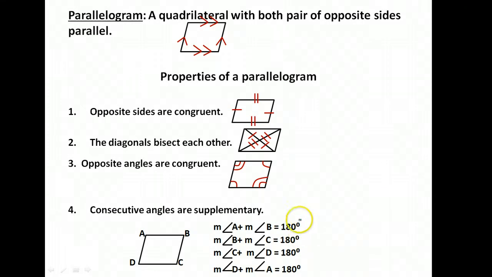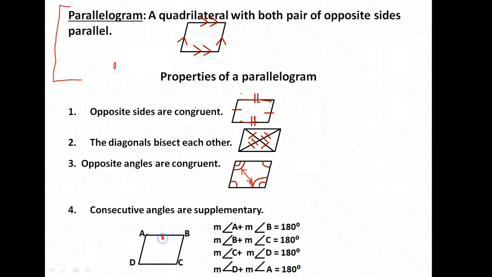All right, once again, if you don't have it, here is the definition of a parallelogram, as well as all of its properties. The opposite sides are congruent. The diagonals bisect each other, or cut each other into two equal parts. The opposite angles are congruent, so angles across the figure from one another are the same.